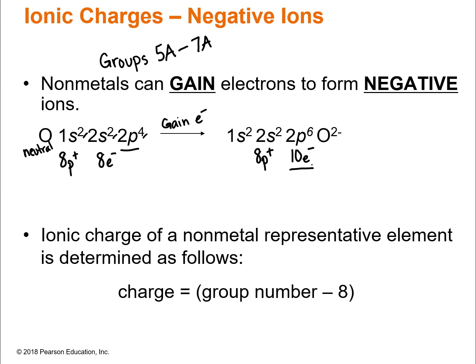It's the same thing for every other non-metal. In general, for non-metals, and again, we're talking group 5A through 7A, you can determine the charge based on the group number. You have to take that group number and subtract 8. Look at your periodic table and tell me what group oxygen is in.